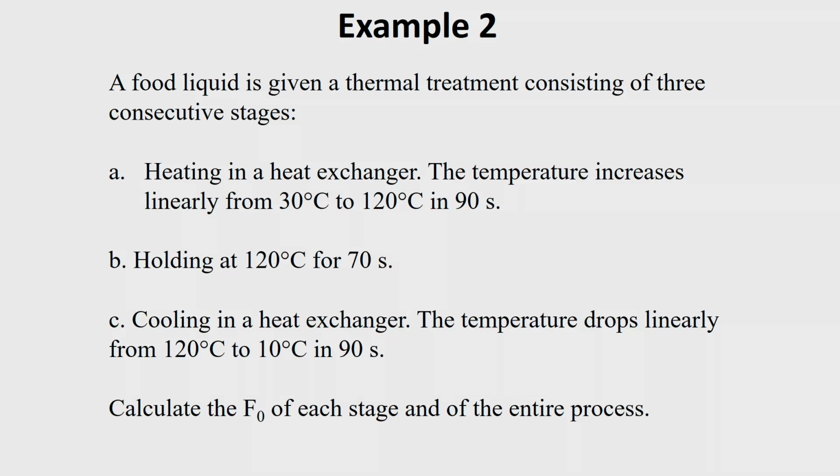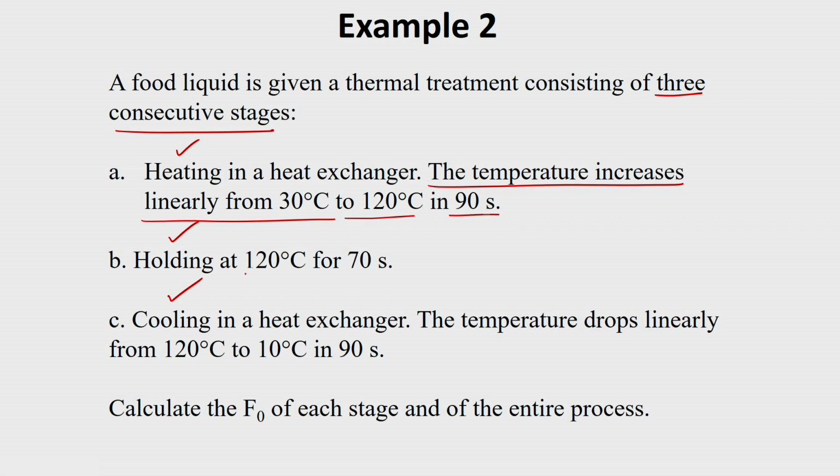Before going into the topic of shelf life studies, we would like to solve examples 2 and 3 that we talked about yesterday. Example 2 goes like this: a food liquid is given a thermal treatment consisting of 3 consecutive stages, a heating stage, holding stage and cooling stage, and the heating is done in a heat exchanger. The temperature increases linearly from 30 to 120 degrees centigrade in 90 seconds.